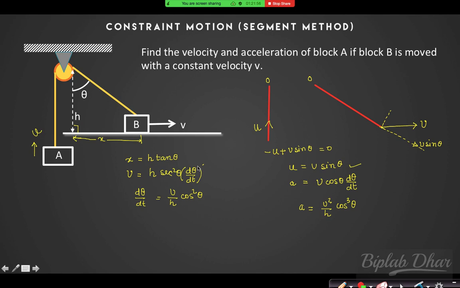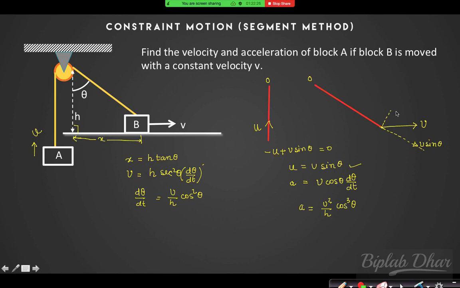I found t as a function of theta. Or theta as a function of t. How can I find that? Sir, t will be h tan theta by v, no? Because v is constant for that. H tan theta by v. Yes. So will that not help? Yes, that is the same equation.